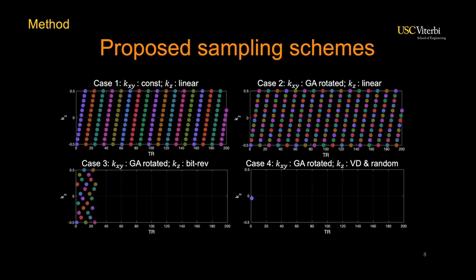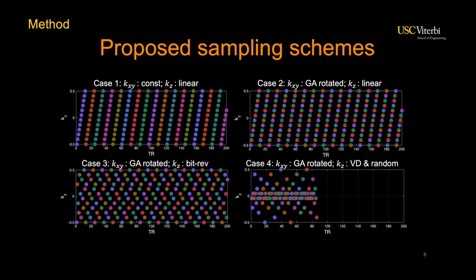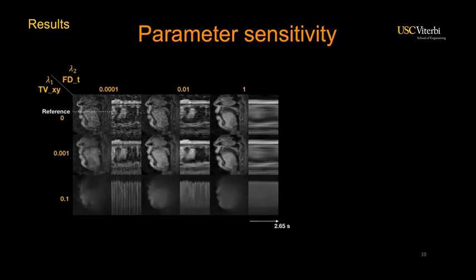Case 3 keeps this feature while changing the order of the KZ to the bit reversed order. And Case 4 utilizes the variable density randomized order in the KZ direction, as well as using the golden angle rotating in the KXY plane. We use constrained reconstruction combined with the spatial total variation term, as well as the temporal finite difference terms as regularizations. Here's an example of the parameter sweeping.